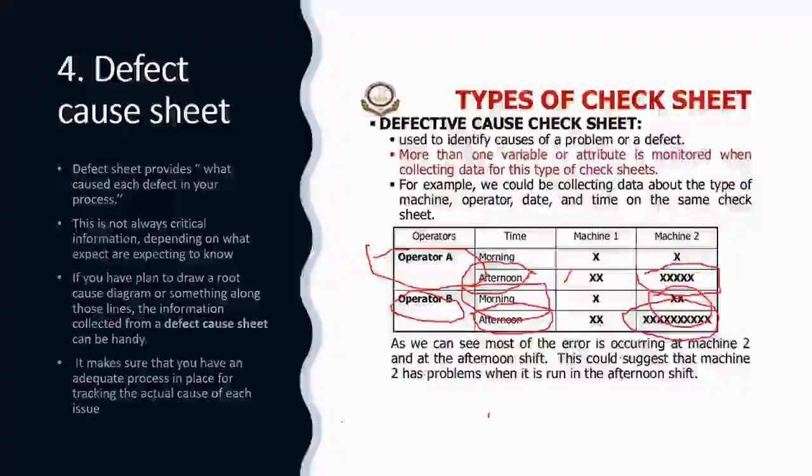Then we can recognize here that machine 2 has some problems, because when the same operator works on the other machine, they perform significantly better than in the afternoon session. Right? That type of information can be obtained from this type of sheet, the defect sheet. However, it depends on the requirement. Can we use this type of defect code sheet for our requirement? Can we get some information from that?